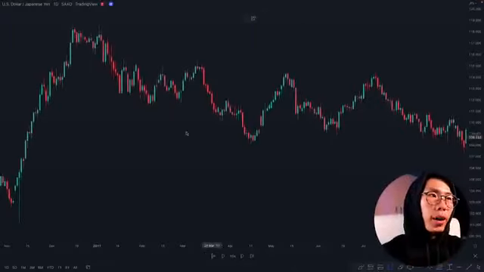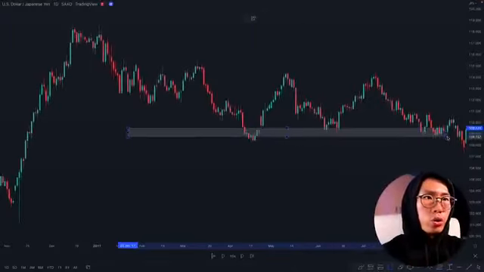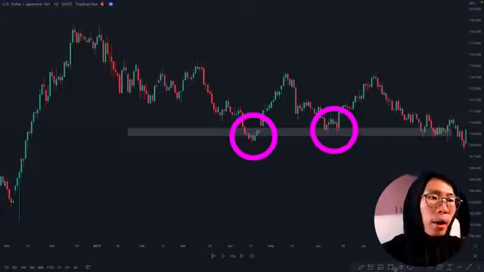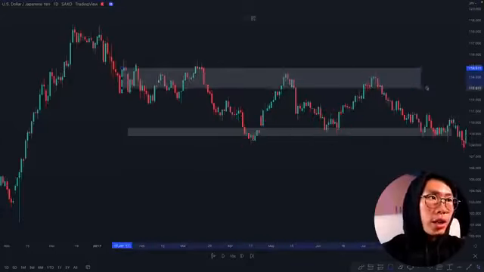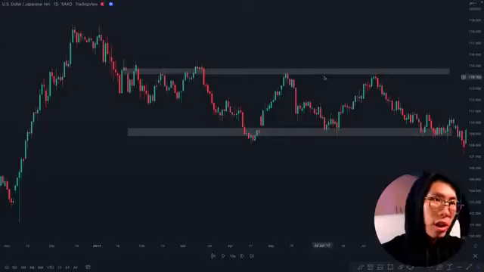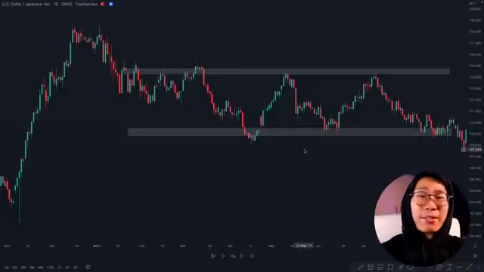Here's another example. You can see that there are multiple rejections right here, because whenever price comes back down here, it always ends up reversing and heading back up. Comes back down, reverses and heads back up. And then there is also a resistance area right here. So it's clear as day that this is a resistance area and this is a support area, because it fully satisfies the rules that we just talked about.